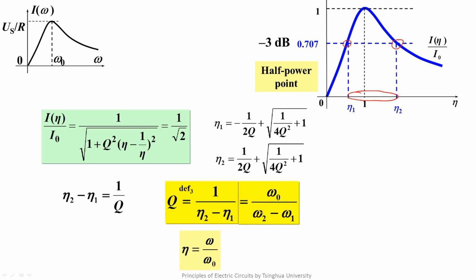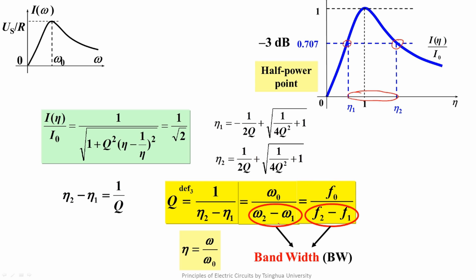Then we get the expression of omega. Omega 0 is the resonant angular frequency. Omega 2 and omega 1 are the two half power points in the general resonant frequency characteristic. Of course, omega can be transformed into the form of f in the expression. Omega 2 minus omega 1, or f2 minus f1, is called the bandwidth. BW is short for bandwidth.